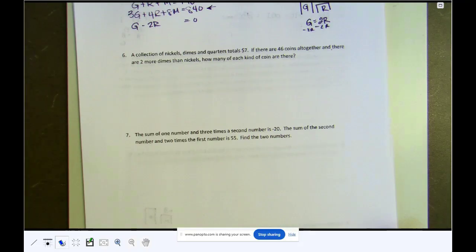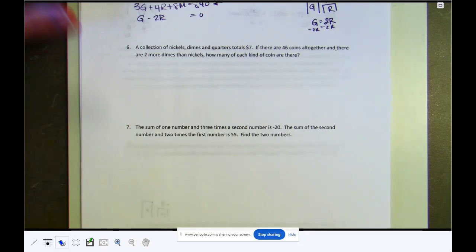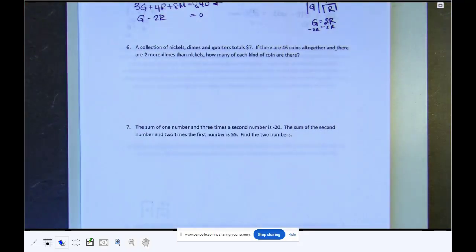Okay, last one, number 6. This is the last one we're going to write, and then I'll give you your homework. So you'll have 15 minutes or more to do your homework.